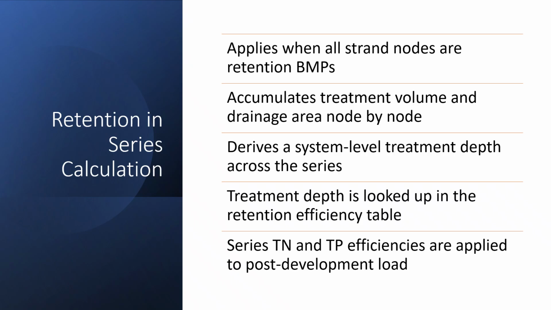That system treatment depth is then used to look up removal efficiencies for total nitrogen and total phosphorus from a retention efficiency table. Rather than looking up efficiencies for each individual basin separately, the method treats all the basins together as one unified system, and the resulting efficiencies reflect that combined performance. Those looked-up efficiencies are then applied to the post-development pollutant load entering each node in the strand. The key advantage here is that chaining retention basins together in series produces a higher combined removal efficiency than any single basin would achieve on its own, capturing the real-world benefit of treating runoff through multiple retention stages in sequence.